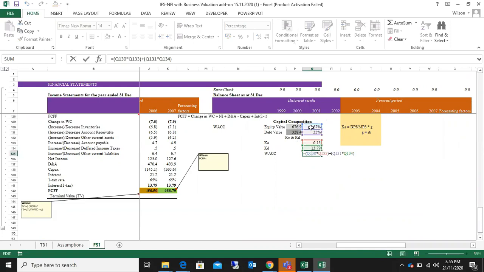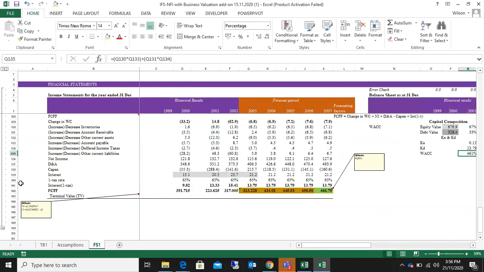So this is what we have. This times this is fine. Cost of equity times this: the composition of equity times the cost of equity, plus the composition of debt times the cost of debt. Okay, yeah, I think we don't have a problem.